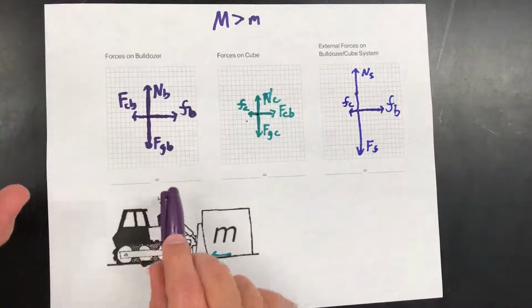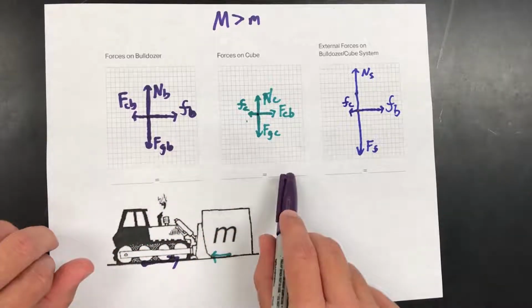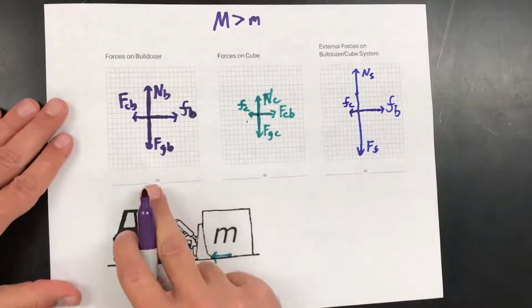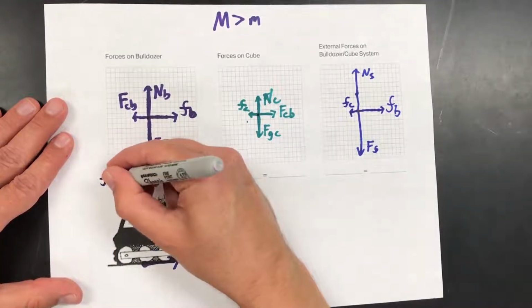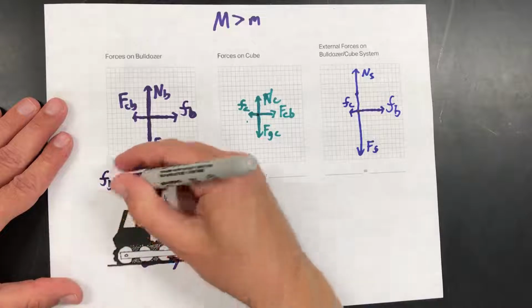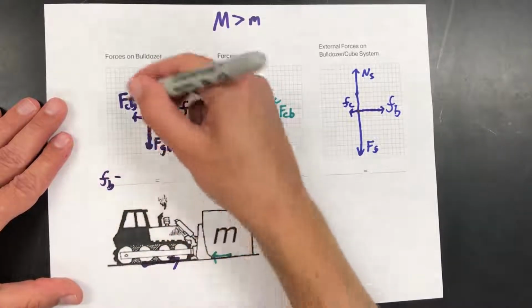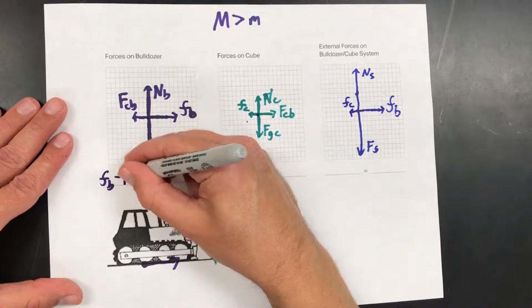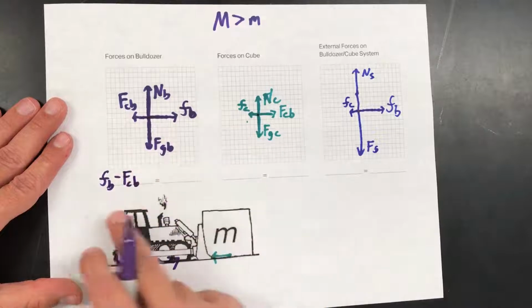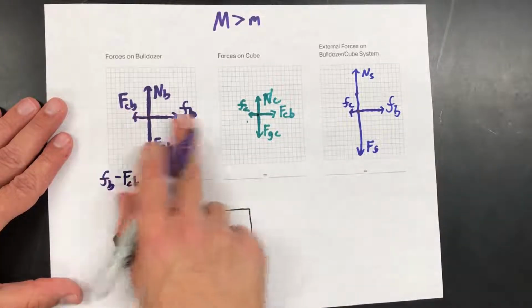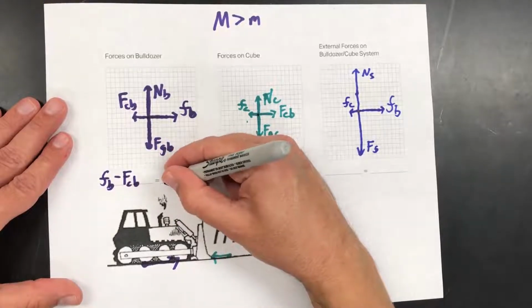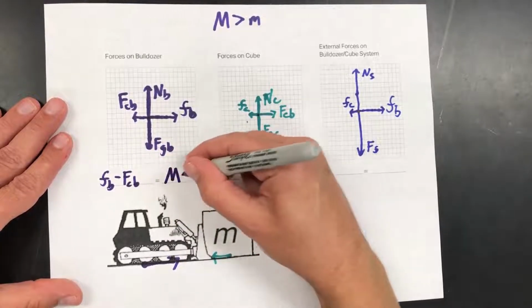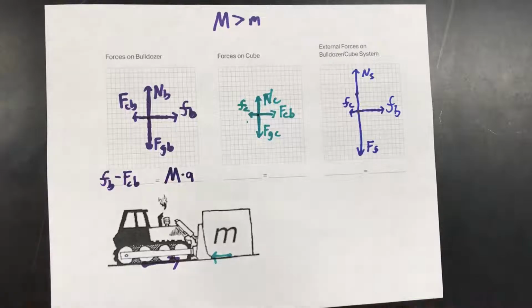So now that I've got my diagrams, let me think about each of these in the equations. Again, they want you to do the F equals ma for each one of these. So what are the forces in this case? We've got the force of friction on the bulldozer, that's the tread friction there, to the right. And then I got minus backwards the force from the cube on the bulldozer. So those two forces are the net horizontal force on the bulldozer, and that's got to be the mass of the bulldozer, which they just call capital M times acceleration.